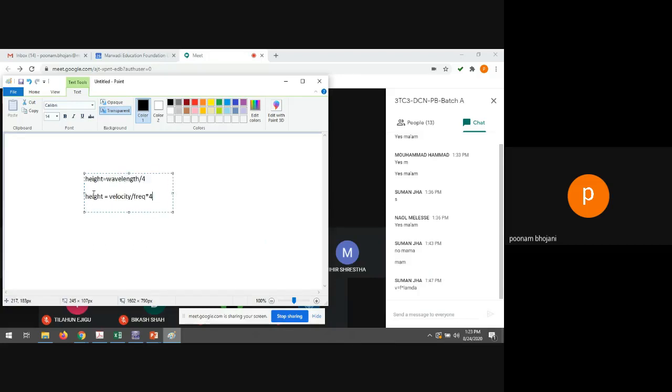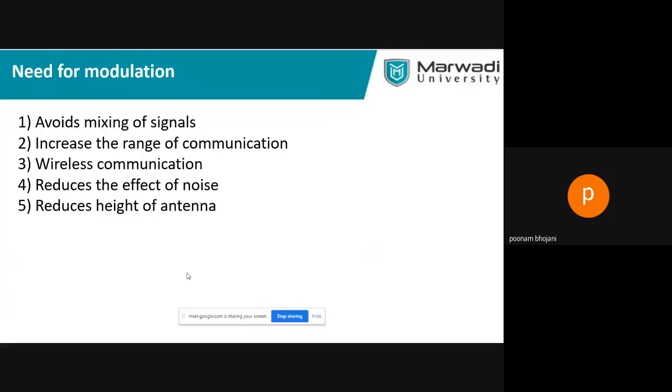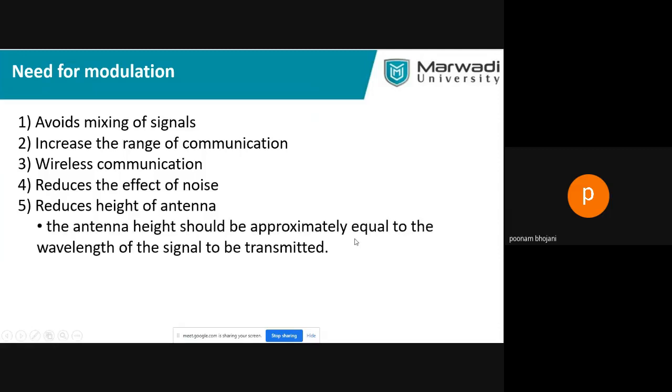Height of antenna is inversely proportional to frequency. It means as frequency increases, the height of antenna required reduces. So let me take an example: different frequencies, and let us calculate the height of the antenna. The antenna height should be approximately equal to the wavelength. If we consider height of the antenna equal to wavelength, not even divided by 4, then what will be the equation?